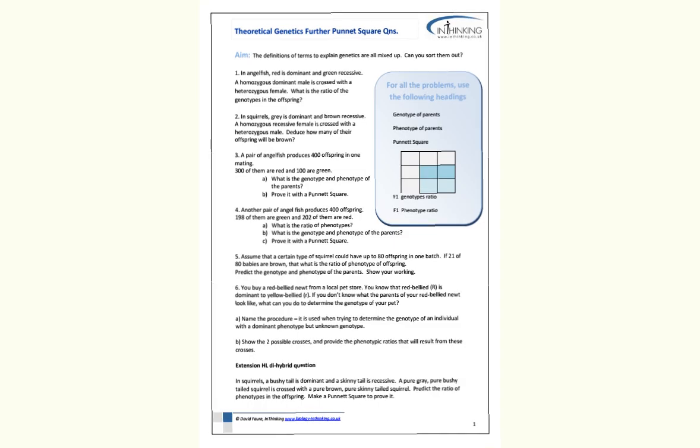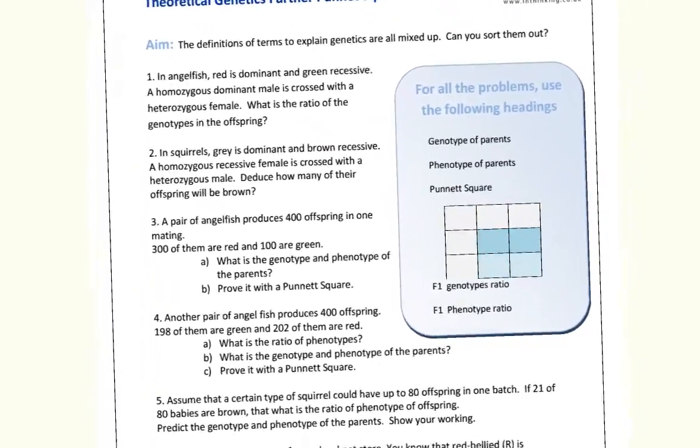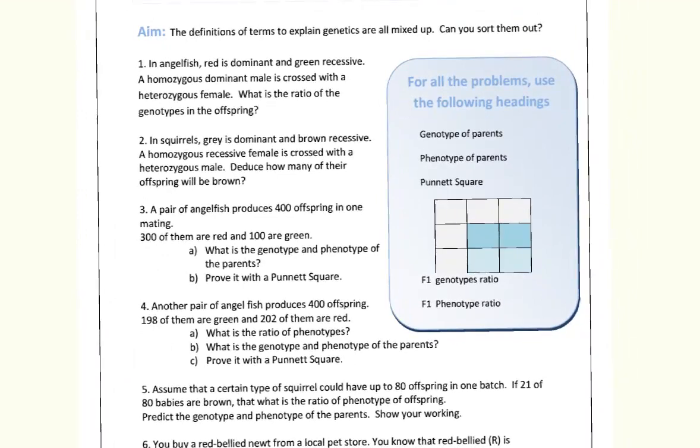Now let's solve some of those problems. First one: in angelfish, red is dominant and green is recessive. A homozygous dominant male is crossed with a heterozygous female. What is the ratio of the genotype in the offspring? We are going to use this square to solve all of those questions because this is the square that we use for all monohybrid cross inheritance.